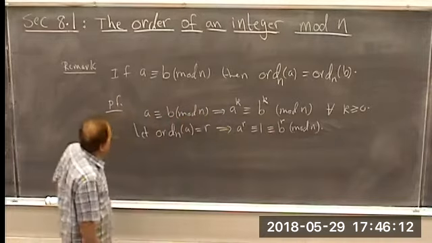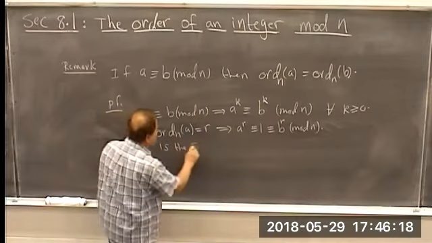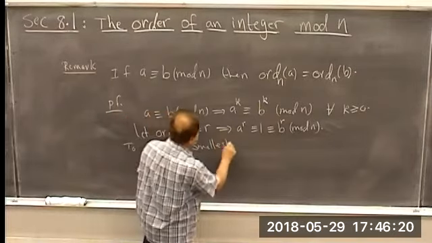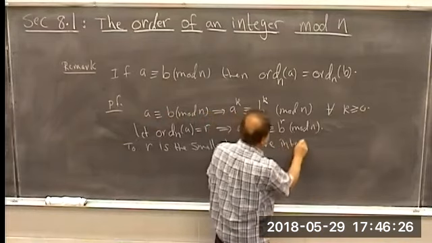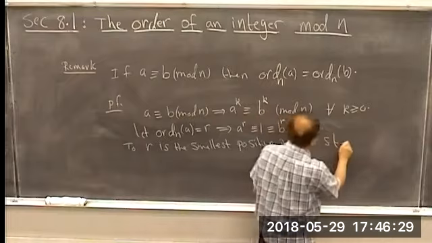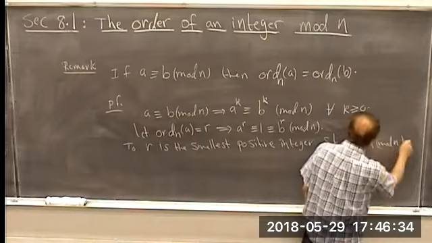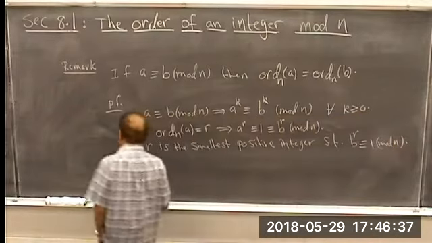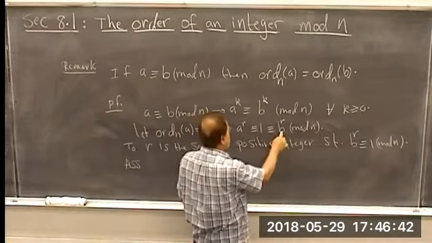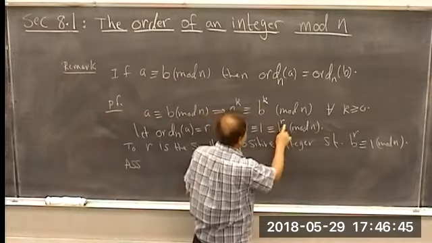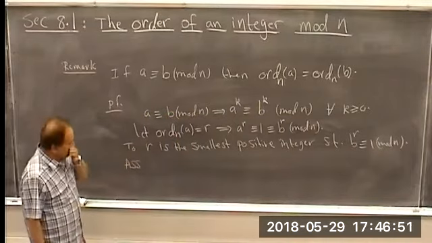So to show r is the smallest positive integer such that B to the r is congruent to 1 mod n. Well, let's assume not. Because it's not enough to just show that B to the r is congruent to 1 mod n. It doesn't make r the order. We need to show it is the smallest. All right, and that's what we're trying to show here.